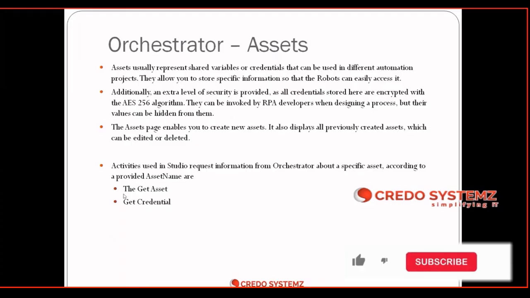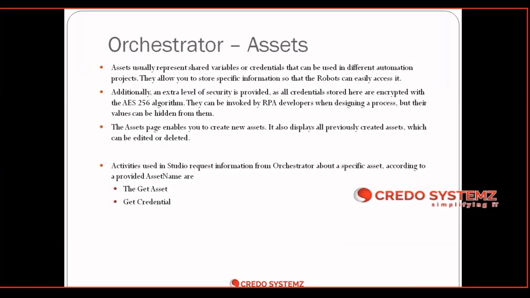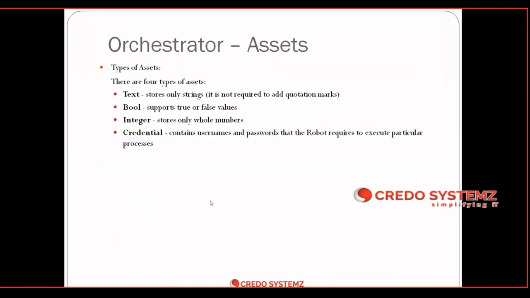So you have a get asset and a get credential, a set asset and a set credential. Suppose you want to create a new credential or a new asset from your UiPath Studio onto the Orchestrator page, then you can do a set asset and a set credential. Automatically from the program, an asset will be created instead of you manually creating. For manually created information that you want to fetch, that is what get asset is for. There are text, boolean, integer, and credential asset types.